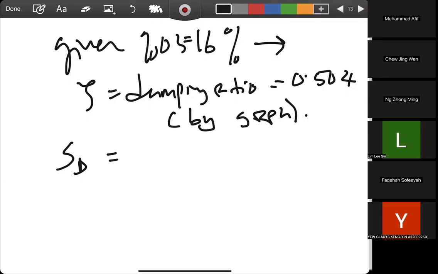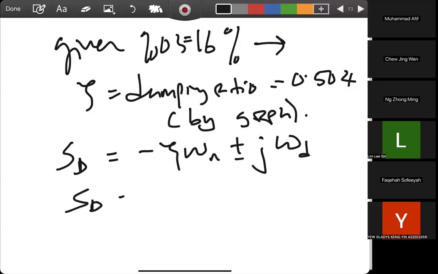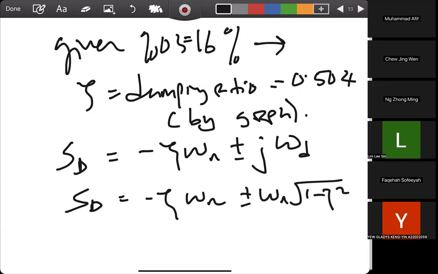Negative 4.856 plus j8.32. How you get that? Suddenly, how you get that? Is correct. This one, yeah. So you insert the zeta and omega n. So you will get like the answer.